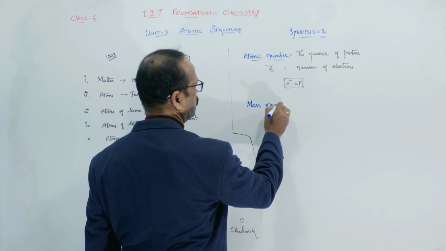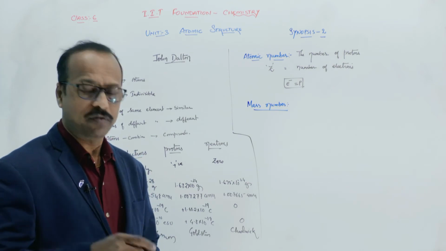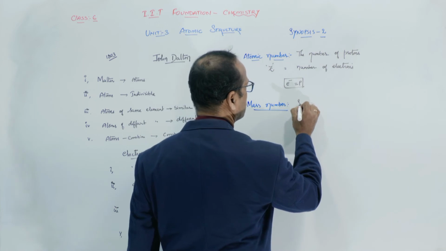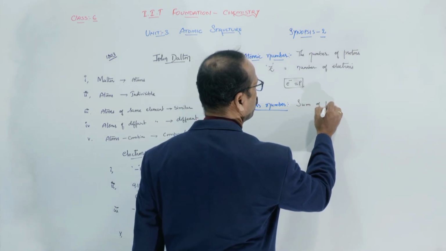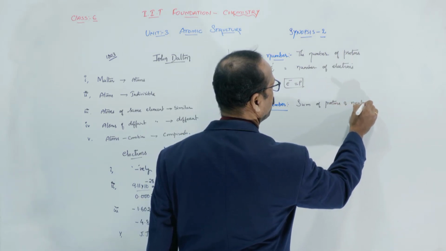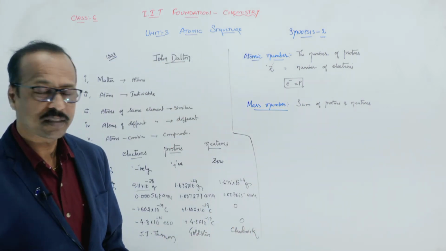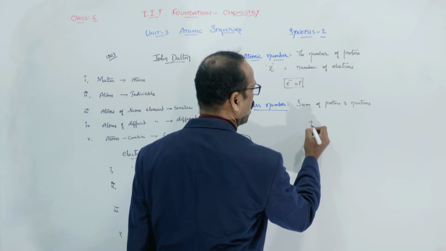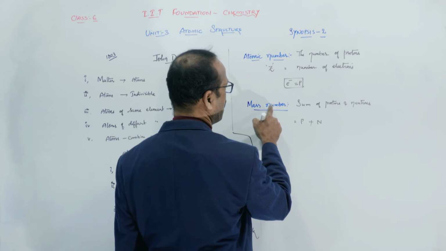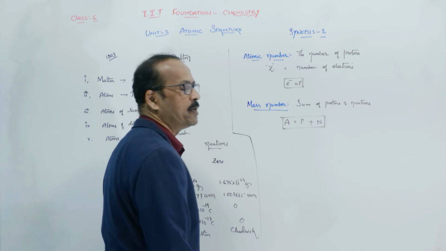Mass number. So mass number means what? The sum of protons and neutrons. The sum is the addition, so addition of protons and neutrons. Just simply write P plus N. This is the mass number, denoted by A, so A is equal to P plus N.